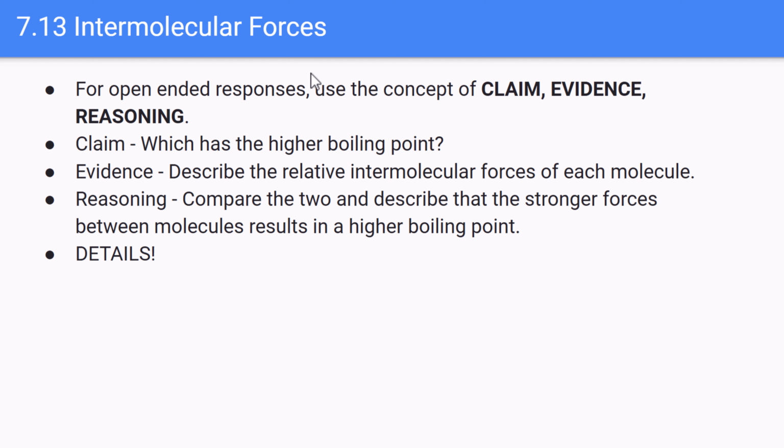Remember, you are comparing and contrasting. You need to describe both substances as you go through and use claim, evidence, reasoning. The evidence described the relative intermolecular forces for each molecule and how you drew those conclusions.